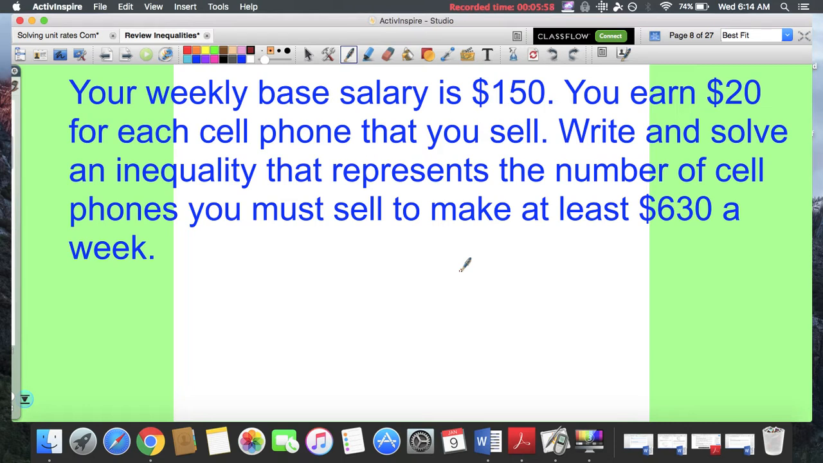So you work and you make money, and every week they give you $150. Plus, they give you $20 for each cell phone that you sell. So let's say in this particular week you want to make at least 630. So at least means greater than or equal. You want to make at least 630 or more.